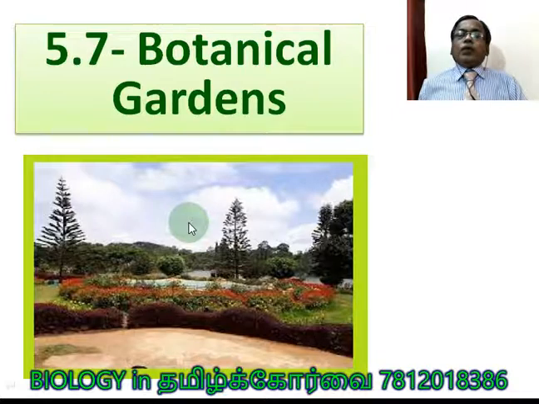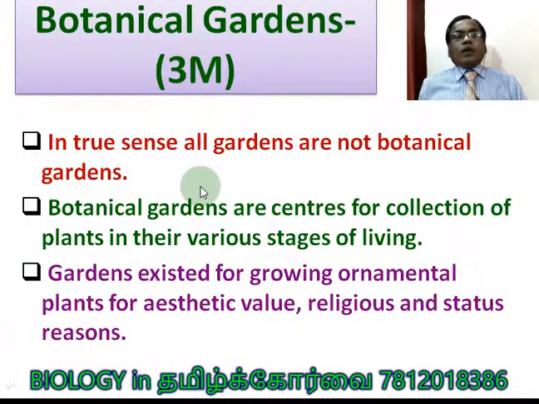Now we are going to learn about 5.7 botanical gardens. This is the second unit that we are going to learn. Define botanical gardens, or write a note on botanical gardens, can be asked as a 3-mark question. Please take note of it. In the true sense, all gardens are not botanical gardens. So all the gardens that we are seeing are not said to be botanical gardens. A botanical garden should have certain norms. Then only can we define the garden as a botanical garden.